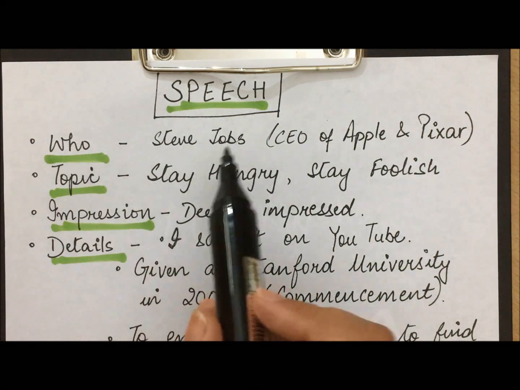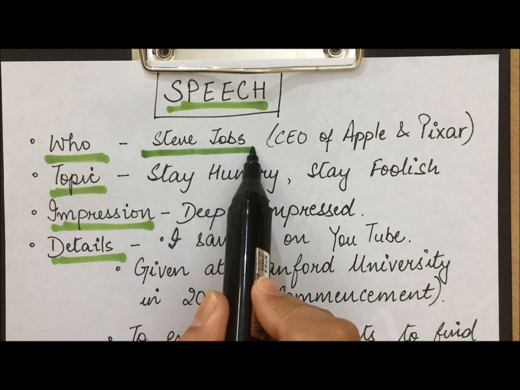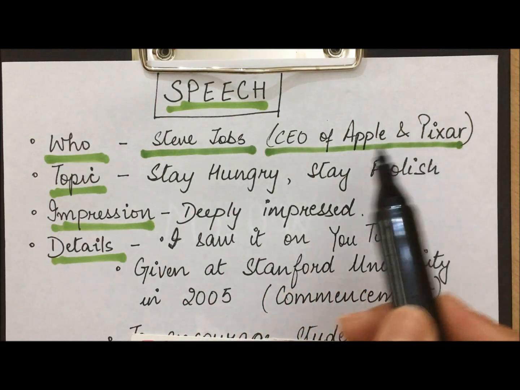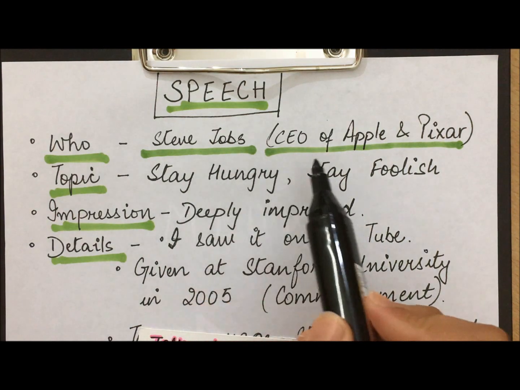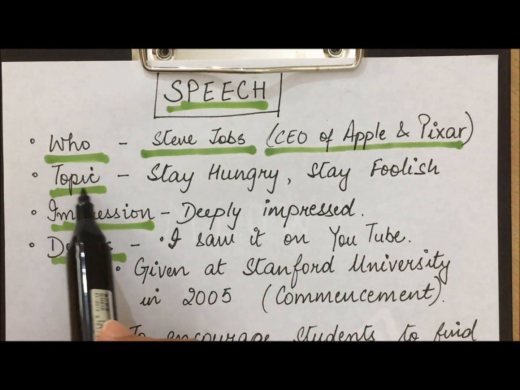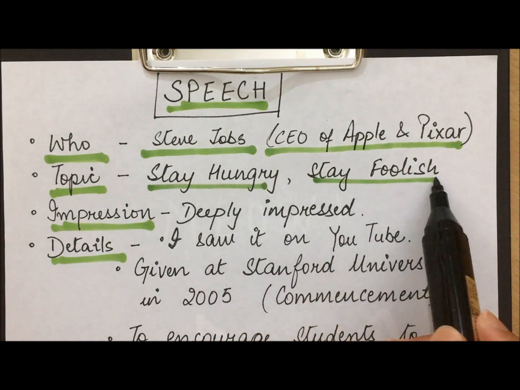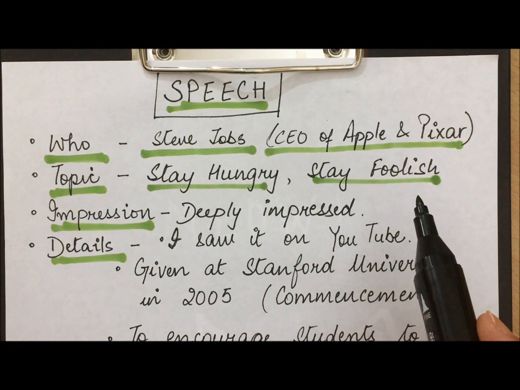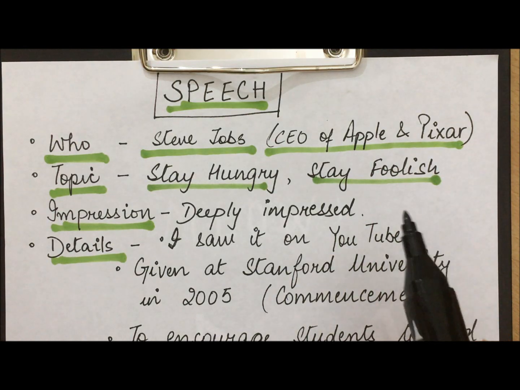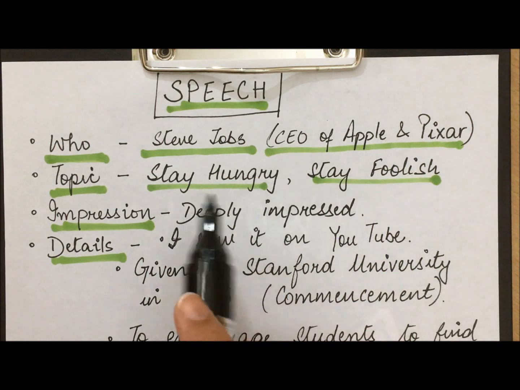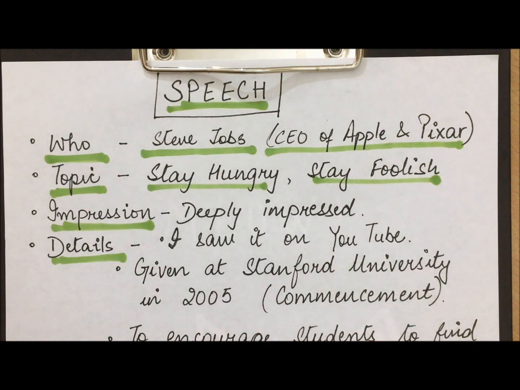So in the who part, you will start with, this speech was given by Mr. Steve Jobs, who was the CEO of Apple and Pixar. So you talk about the name of the person and who they are, who gave this speech. Okay. The topic of the speech was stay hungry, stay foolish. That was the topic. It was for students. It was to encourage them to keep looking for new things, to keep looking for the things that they love. Okay. So the topic was stay hungry, stay foolish.